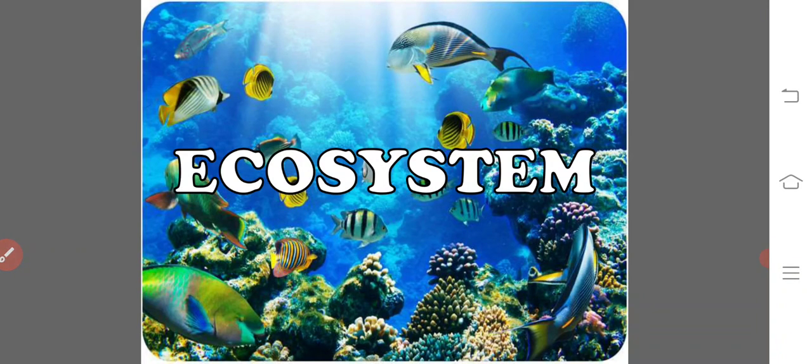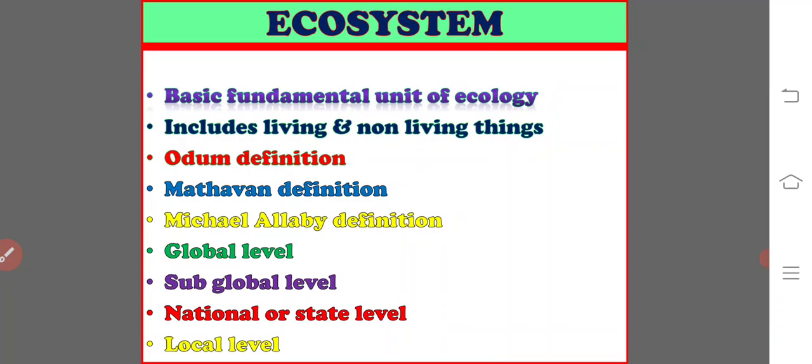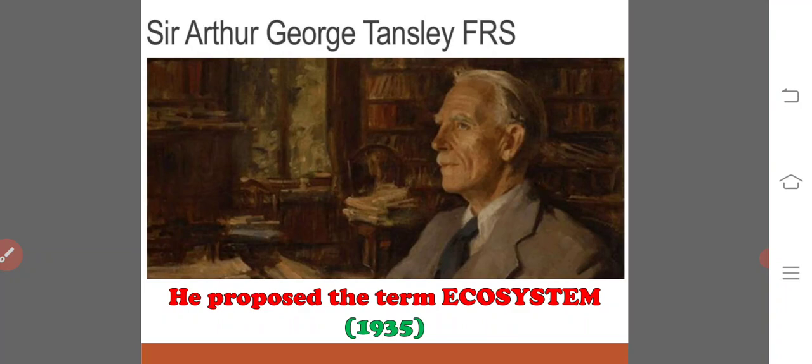And coming to the ecosystem, ecosystem is the basic fundamental unit of ecology. It includes both living organisms and the non-living environment which influence each other for maintenance of the life. The term ecosystem was proposed by a British ecologist, A.G. Tansley, in 1935.